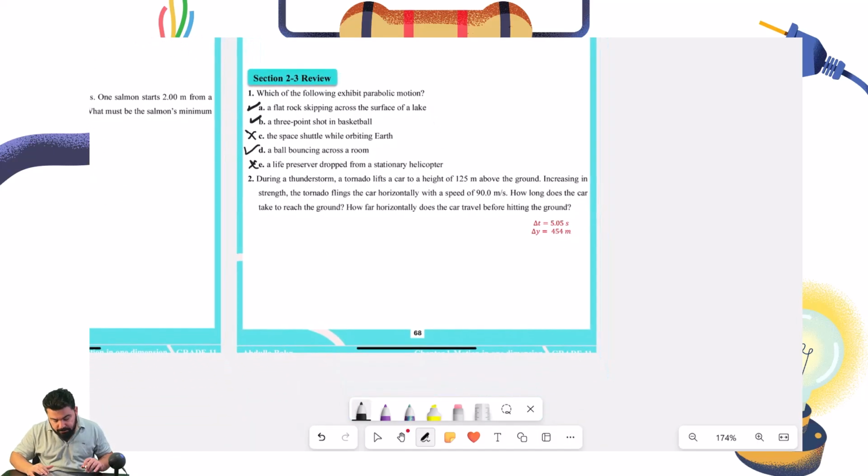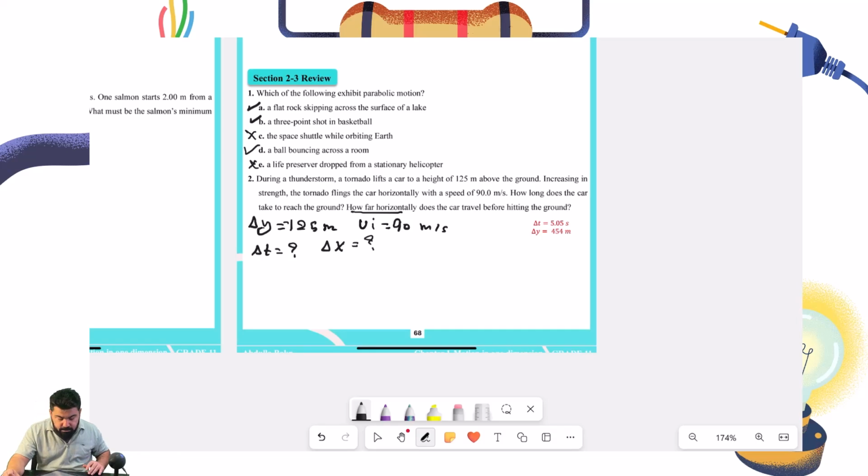Question 2, it says, during a thunderstorm, a tornado lifts a car to the height of 125 meters. So delta y is equal to 125 meters. Increasing in strength, the tornado flings the car horizontally with a speed of 90 meters per second. So V initial is equal to 90 meters per second. How long does the car take to reach the ground? So delta t is equal to what? How far horizontally does the car travel before hitting the ground? So delta x is equal to what?